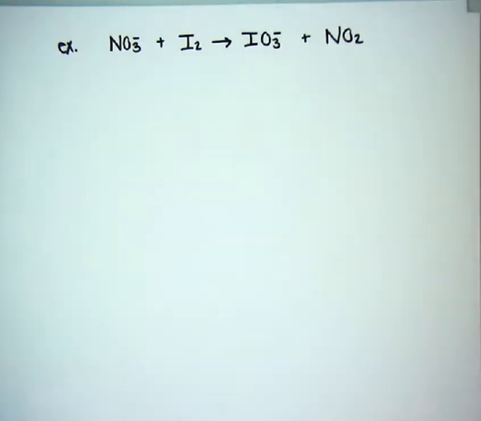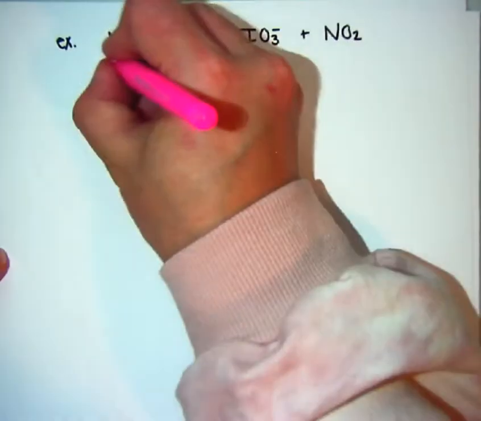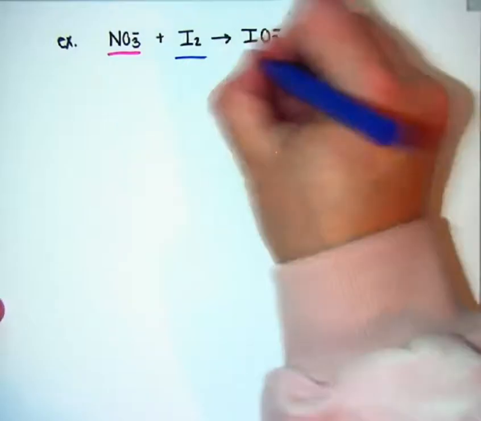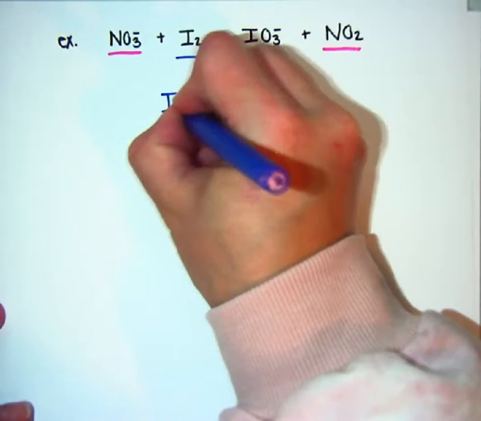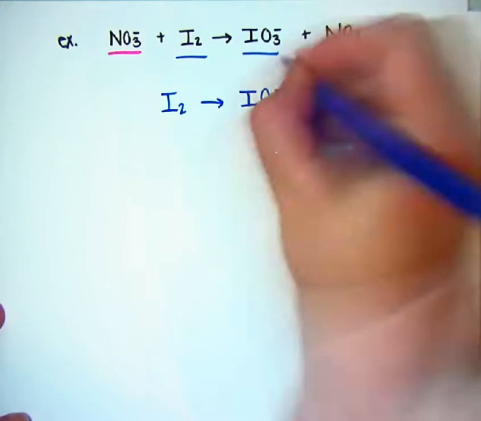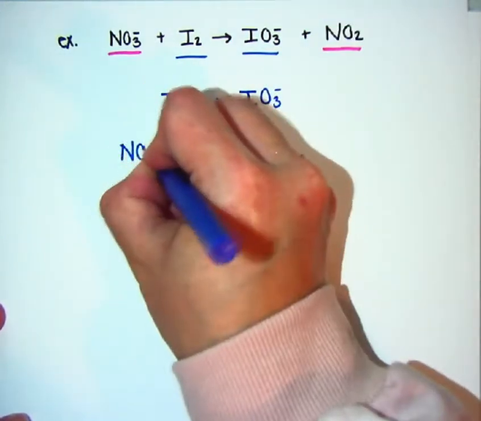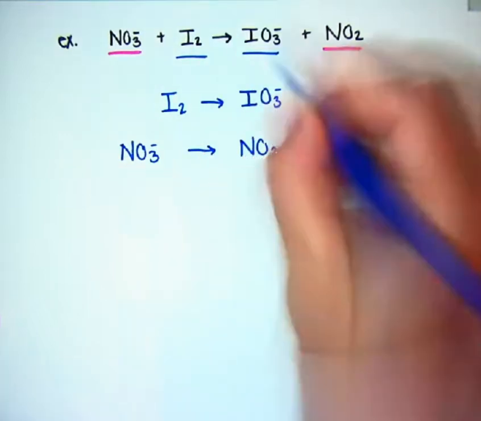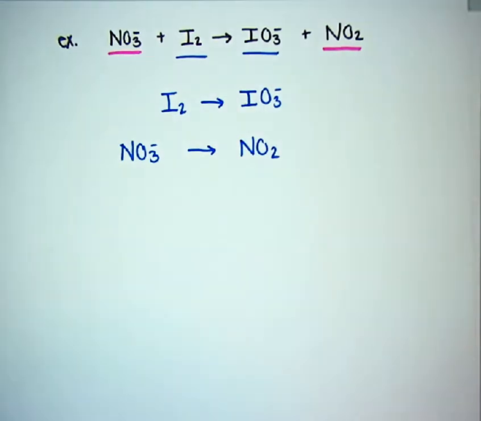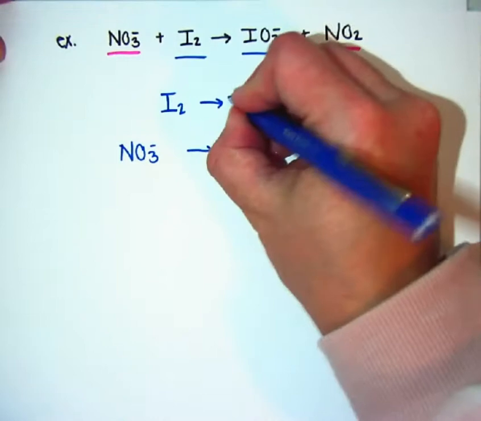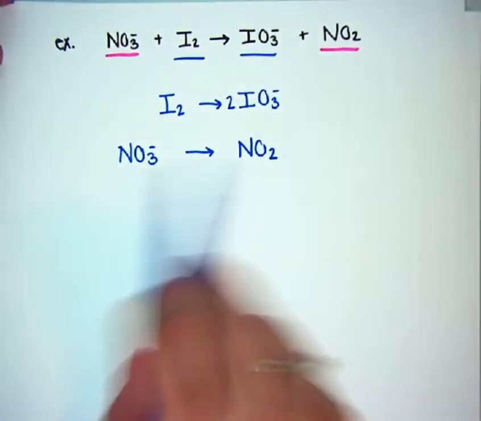So step 1 is we are going to divide this into half reactions, keeping the nitrogens together and keeping the iodines together. Don't forget that second step. This is probably the most missed step. Balance elements other than hydrogen and oxygen. So here I have 2 iodines, so I need a 2 here. My nitrogens are already balanced.